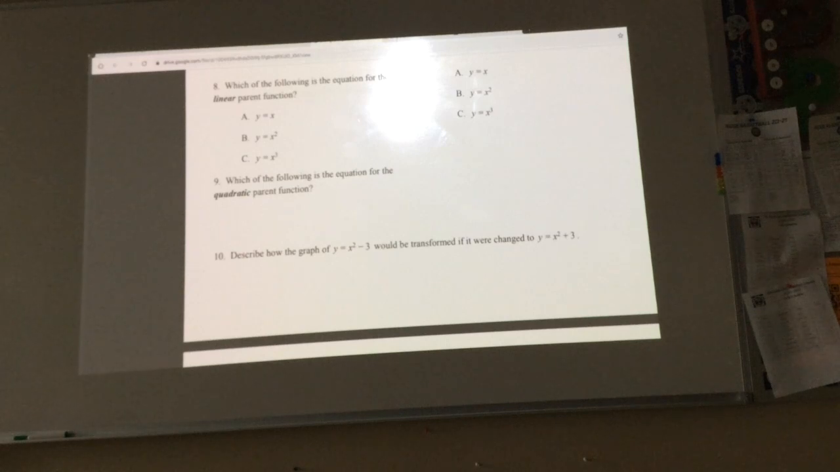So we're all understanding with the linear, right? It's just the slope one. Linear means straight line. What about quadratic? Which one's going to be quadratic of those A, B, and C over there? B. You have to know the parent function. If you don't know the parent function, you're going to have a lot of trouble. Okay, are we good there?